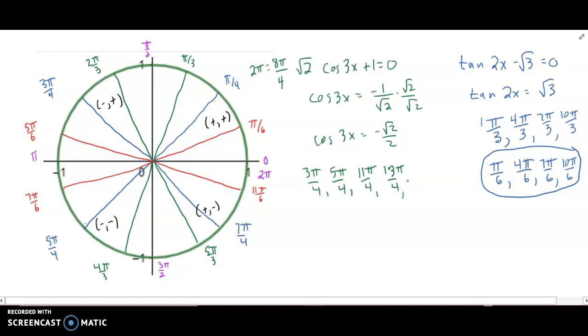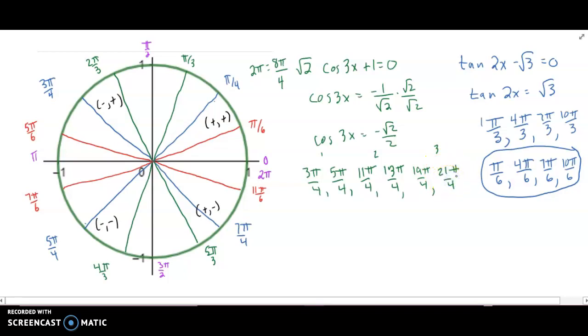But if I go one more time, because it's a 3x, not a 2x, a 3x, I'm going around. This is first rotation, second rotation. Now my third rotation is 8 more than these. So 19 pi over 4. And 13, oh, not 13. It was 13. 21 pi over 4.